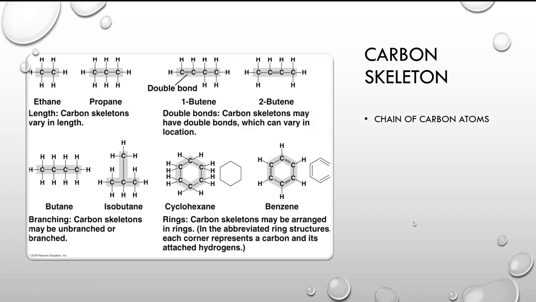Oops, let me go back. So what are carbon skeletons? They're just chains of carbon atoms. So you can see several different examples here. We have carbon skeletons. Their length varies, okay?